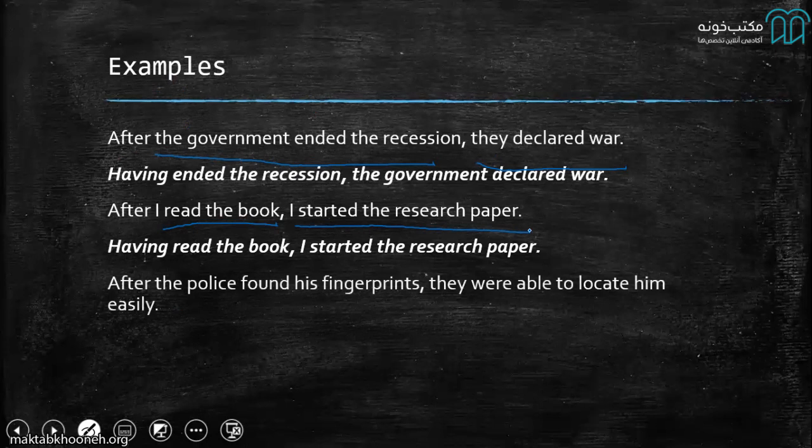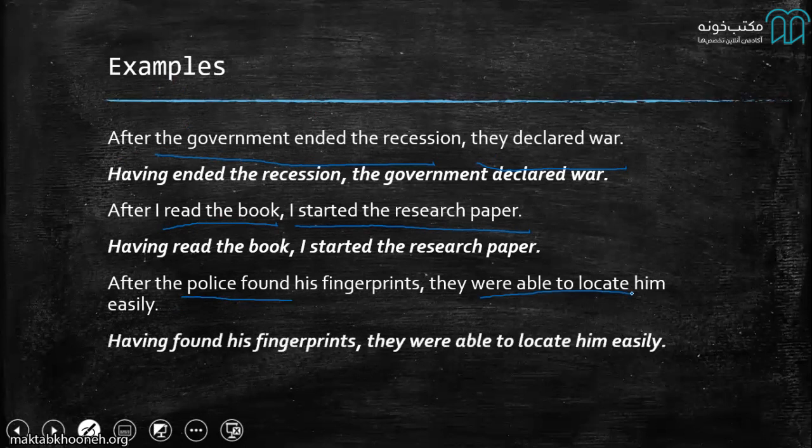Let's do one more. "After the police found his fingerprints, they were able to locate him easily." What's the first action? Police found his fingerprints. What's the action that happened after that? They were able to locate him. How do we change it? "Having found his fingerprints, they were able to locate him easily."